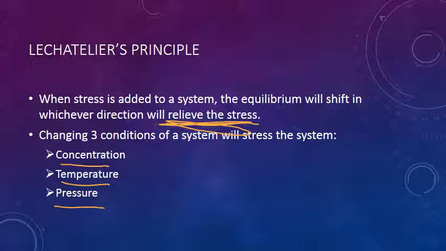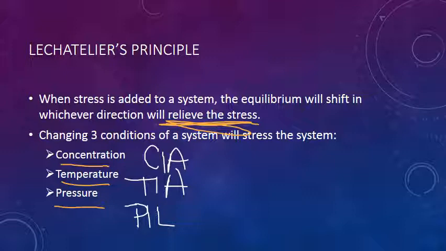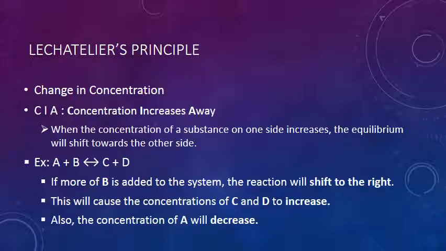Some of us use acronyms to remember these. Now, I'm going to explain them in the coming up slides, but here they are. Good. Use these on the test to help you. Now, here it is. Change in concentration. You have CIA. Concentration increases, away.